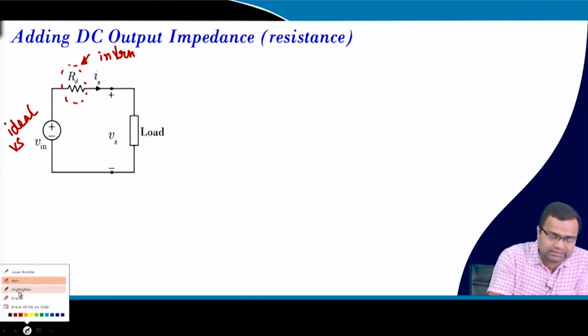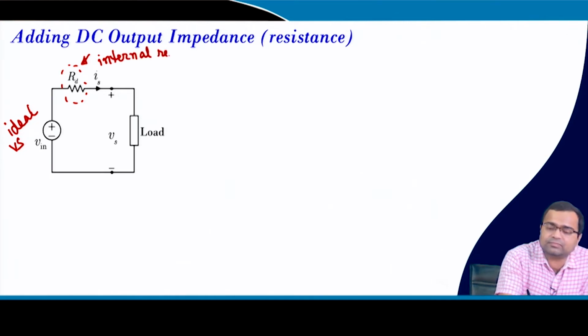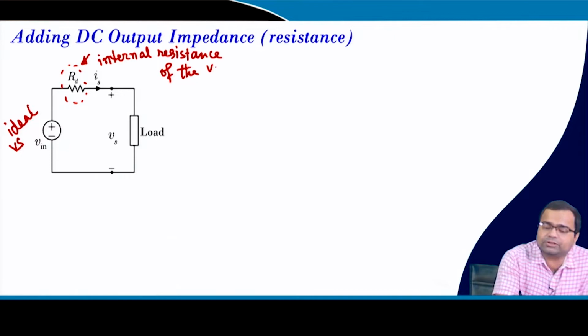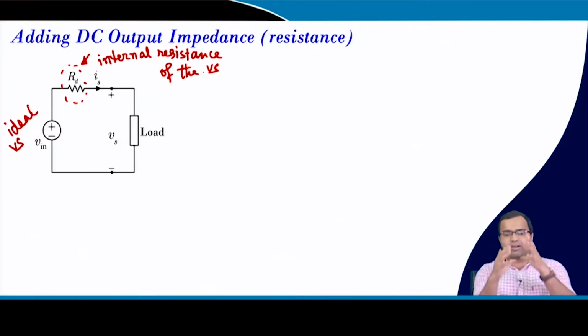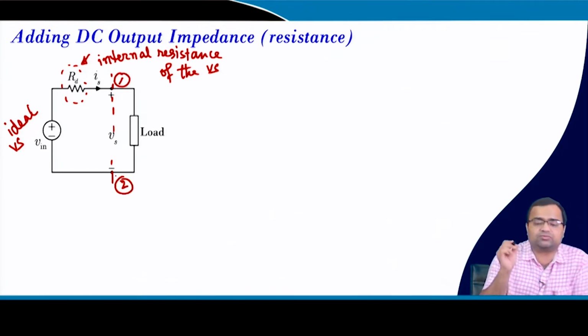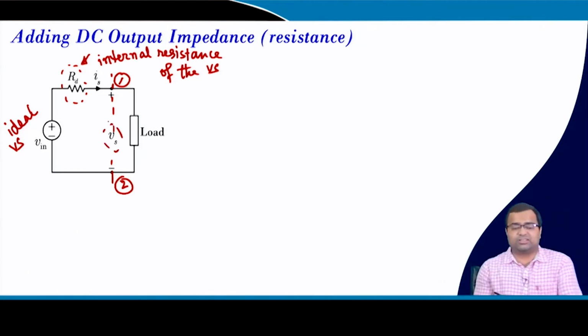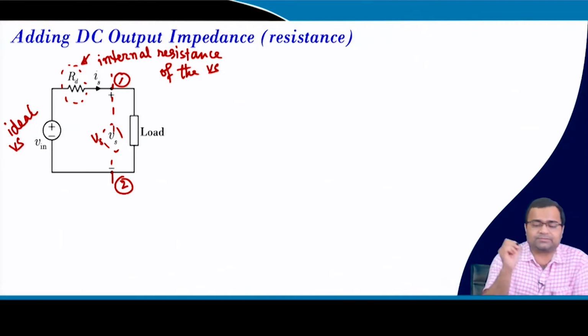This is our internal resistance of the voltage source, it is a part of this. That means what is accessible to us are these two terminals, terminal 1 and terminal 2. So, this is our source voltage, the actual source voltage, that means this is our V of S.